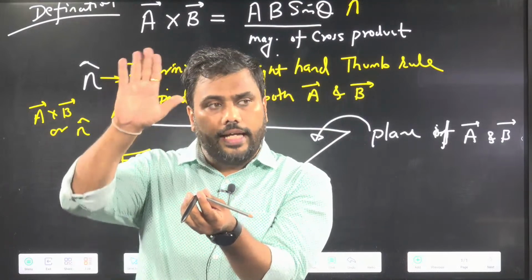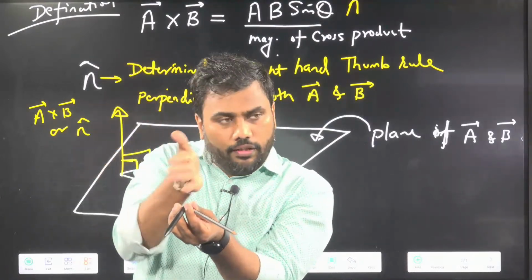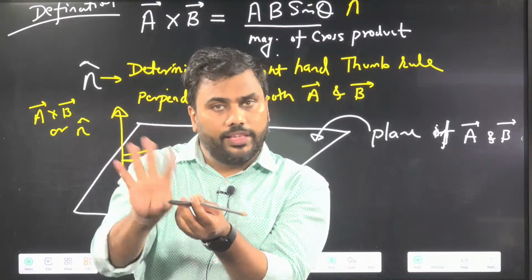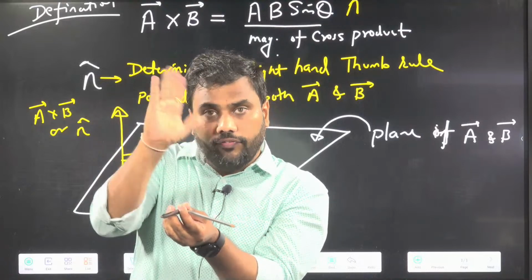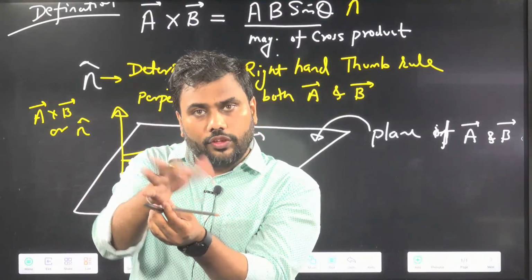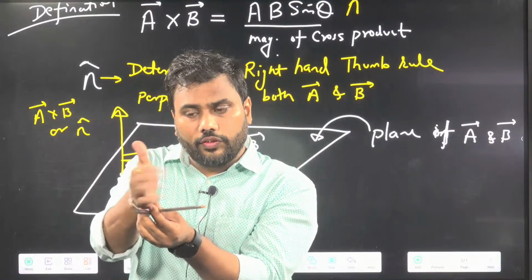Okay, take your right hand. Keep the fingers of your right hand in the direction of the first vector. I am assuming this black pen is my first vector. Arrange the fingers of your right hand in the direction of the first vector, then curl the fingers in the direction of the second vector.